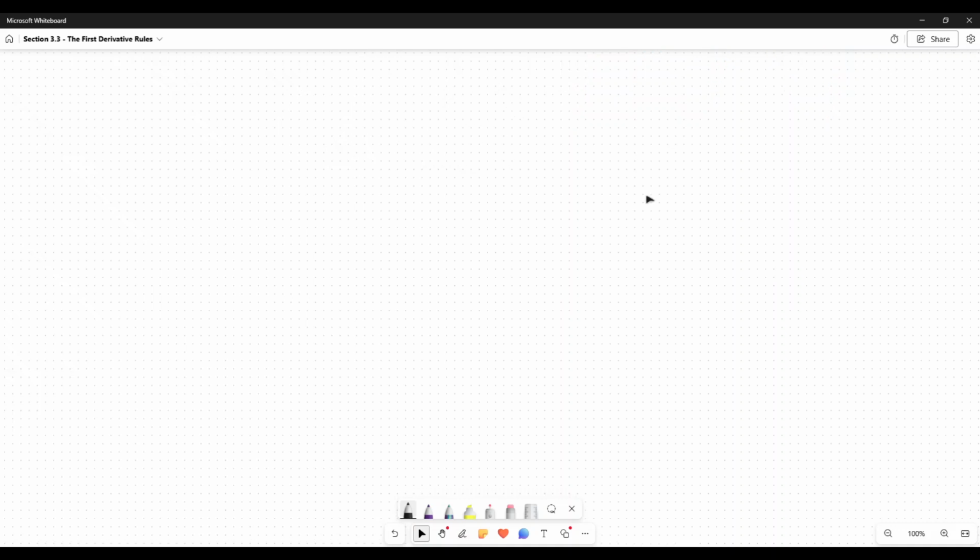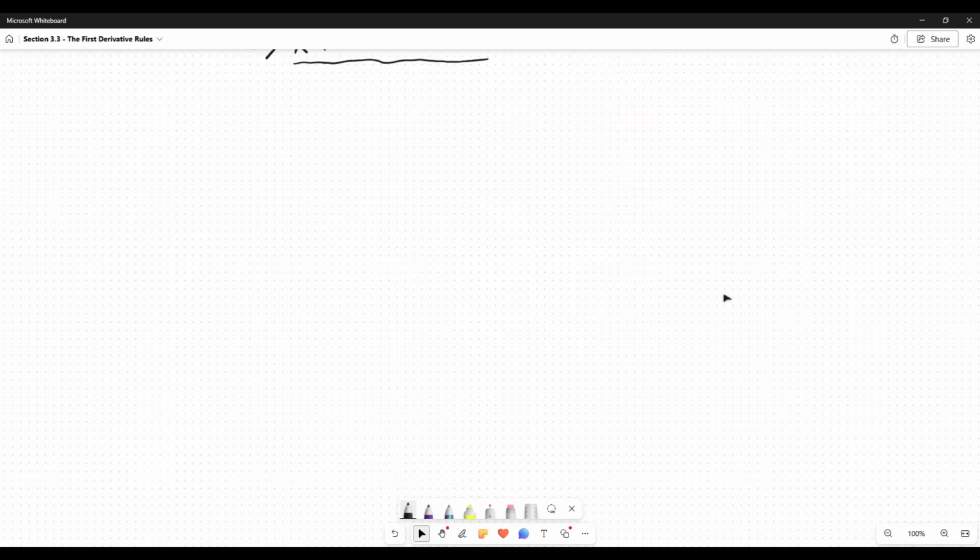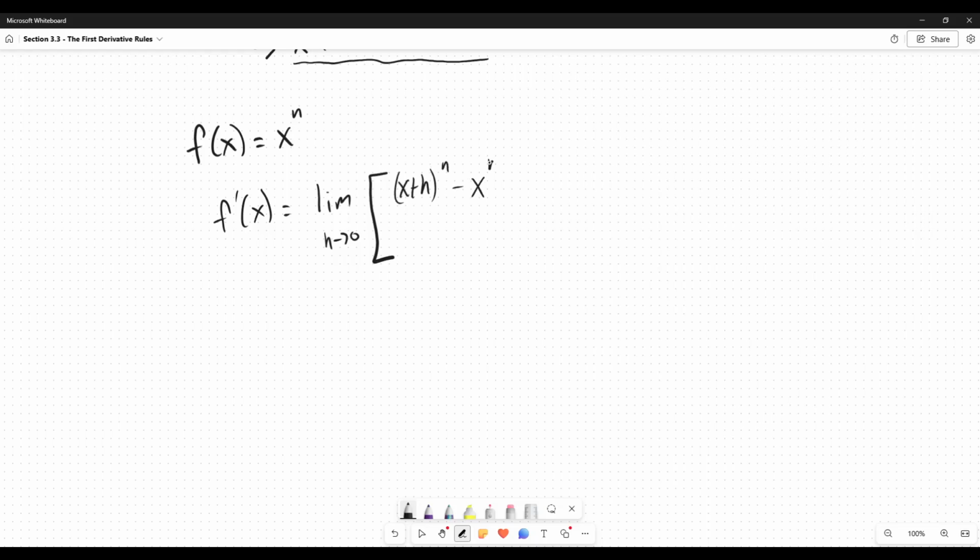So I'm going to go to the definition. As a reminder, f of x is x to the n. What does the definition tell me is the derivative f prime? This is going to be the limit as h approaches 0 of x plus h to the n minus x to the n all over h.